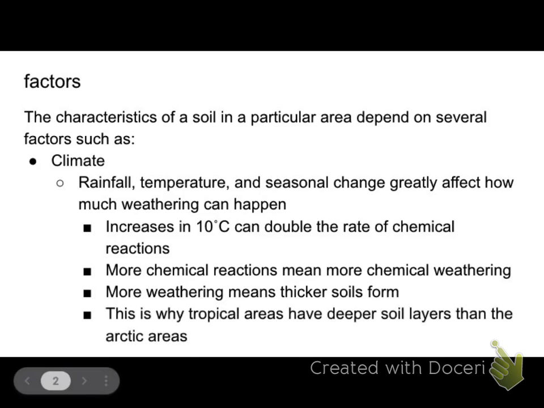Next up, I missed a point. This is why tropical areas have much deeper soil layers than Arctic areas. If you look at the difference between them, Arctic areas have very thin layers of soil because they're pretty much frozen year-round, which means not a lot of weathering happening. Whereas tropical areas have lots of chemical reactions, lots of flowing, moving water, lots of weathering happening there. Now we can talk about another factor, which is the parent material.